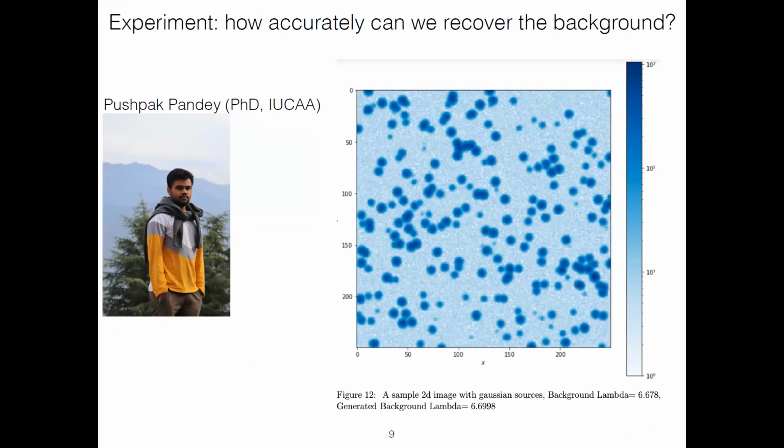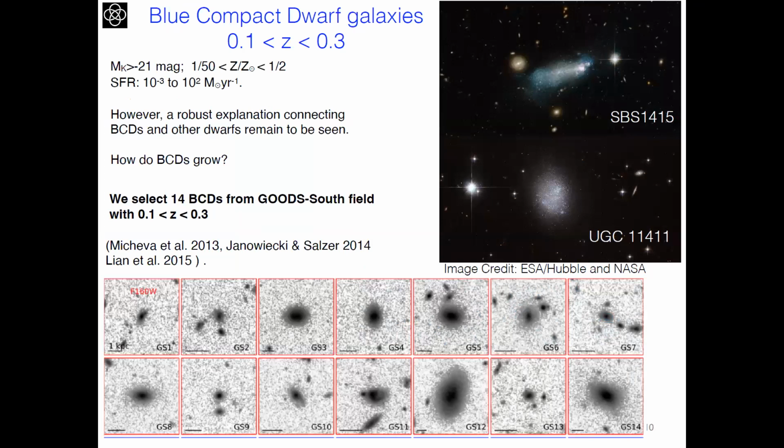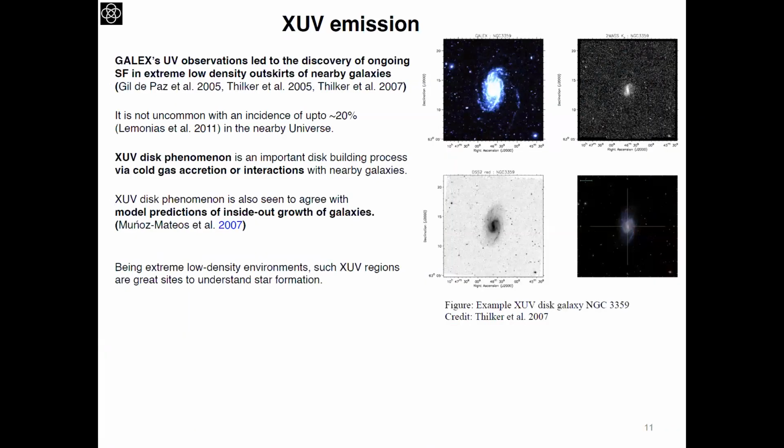Very quickly, I will go into one of the science results that came out of this study. We looked at about 14 blue compact dwarf galaxies from the Chandra Deep Field South. These are all the 14 BCDs known. BCDs, as you know, have very bright central star-forming regions, and these are selected in the 0.1 to 0.3 redshift range. What we wanted to look for in this is what is called the extended UV emission.